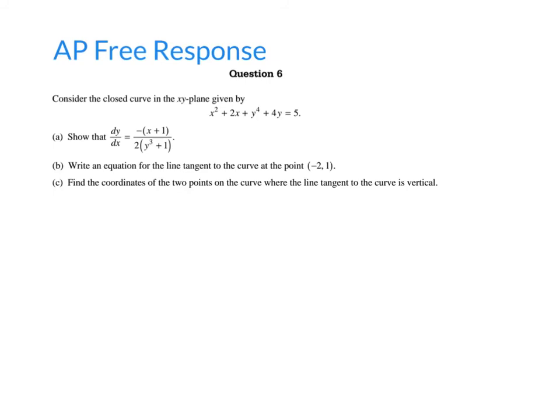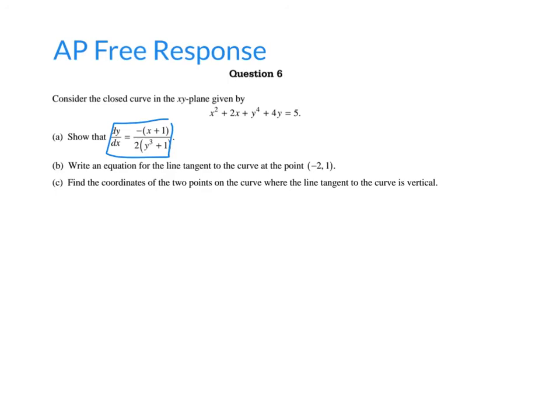So notice here in part A, it says show that dy/dx equals the negative (x plus 1) over 2 times (y cubed plus 1). So it's kind of nice in the sense that you know what the derivative should be. It's just a matter of, can you show it to be written the exact same way? So this is a problem that I want you guys to try out on your own.